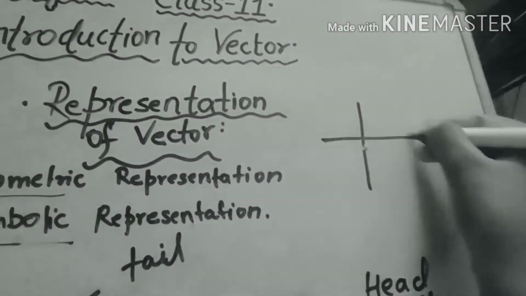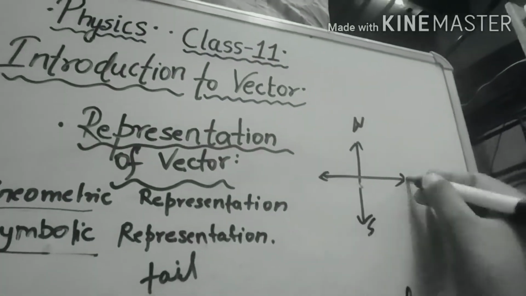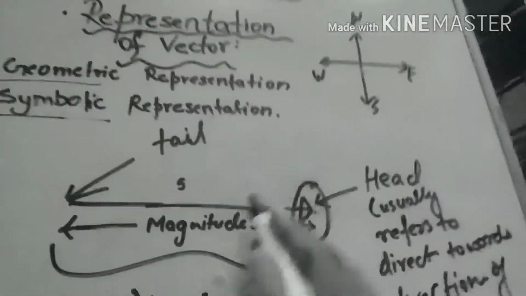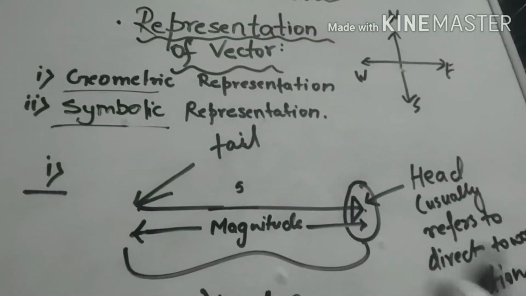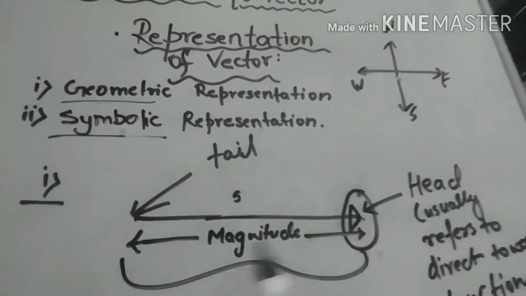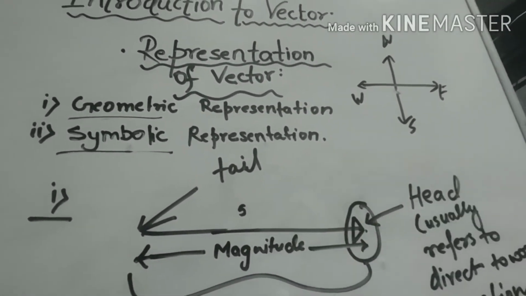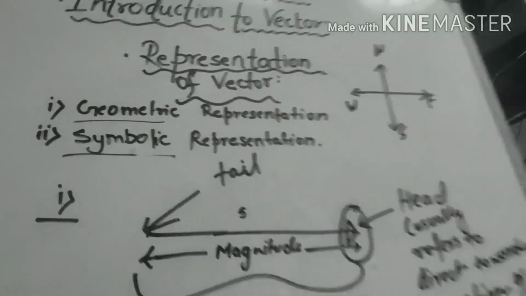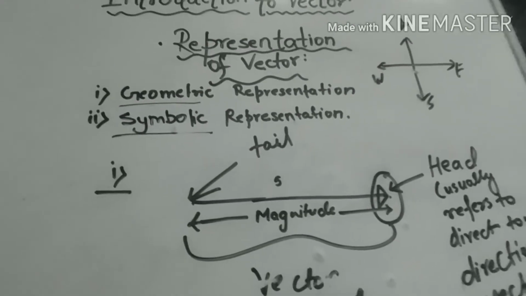Like we can see this vector directs towards east. We will see arrows like this: north, south, east, west. We can see the arrow is given in the direction of east. So this vector directs towards east because the direction of its head is towards east, and the length of the vector is the magnitude of the vector. Now we will see different types of geometrical representation with some examples.